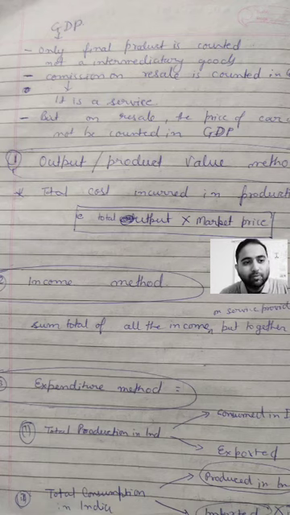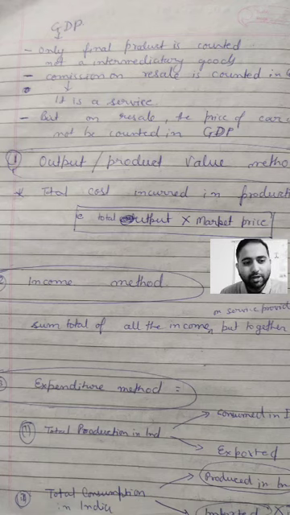Now what is the income method? Sum total of all the income of service providers put together is called the income method. It is the sum of all the income of service providers put together.